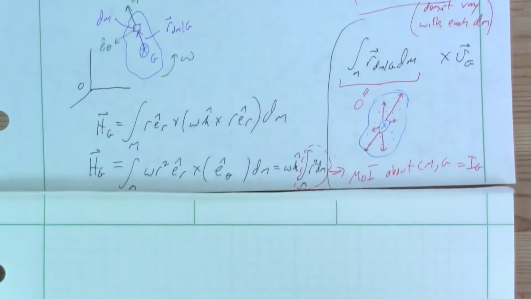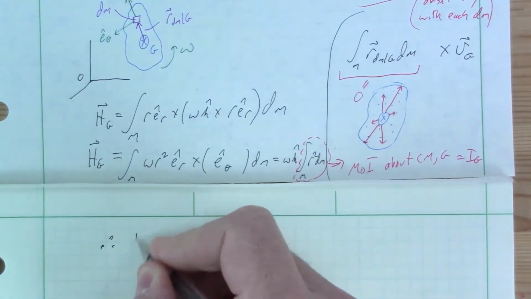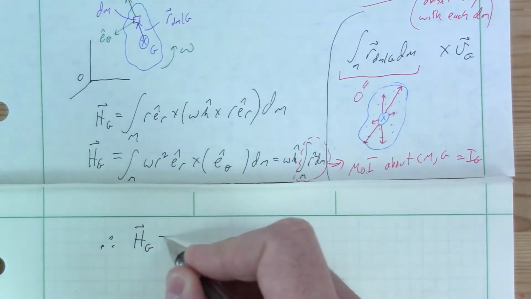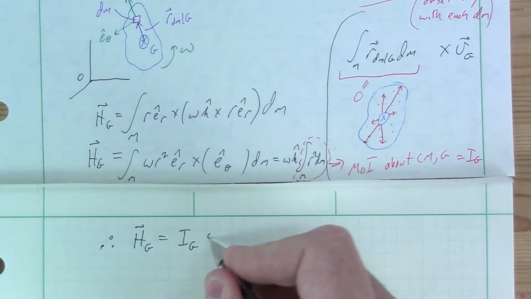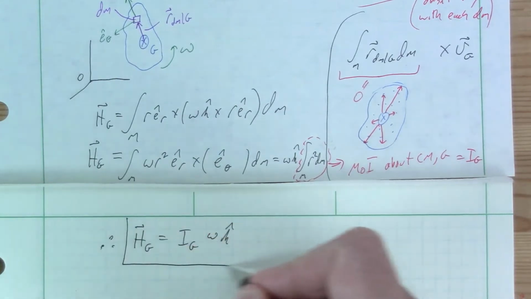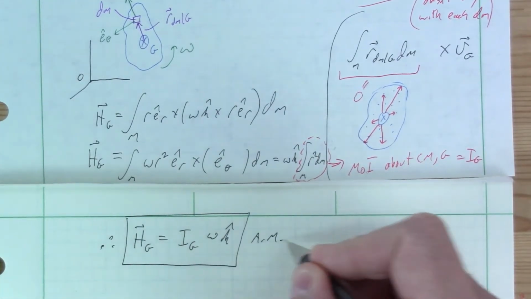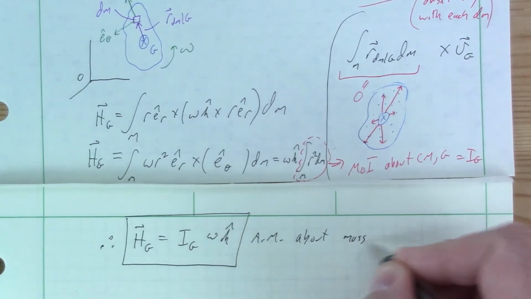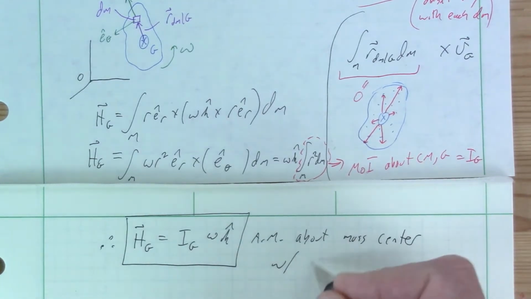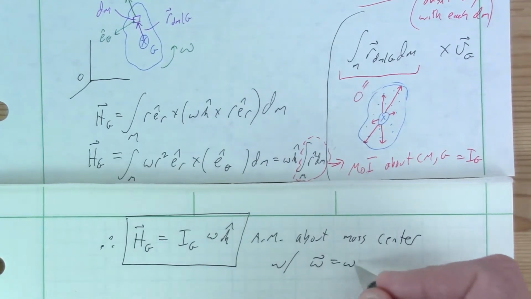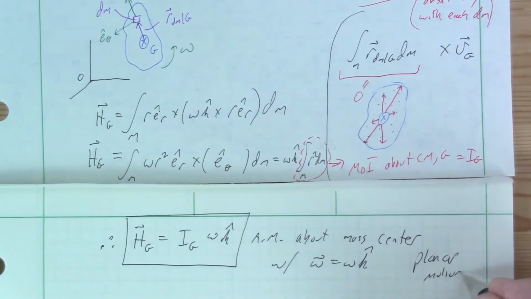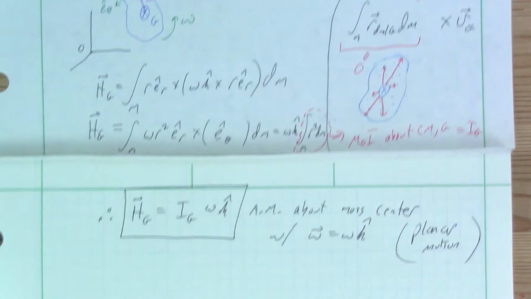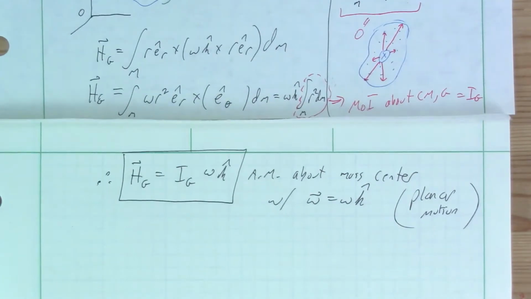Okay, so we're ready to say that our angular momentum about the center of mass is always the moment of inertia about the center of mass, I_G, times omega k hat. This is our angular momentum about the mass center with planar rotation, planar motion, if we are limiting it to that. We don't allow rotation into the third dimension.